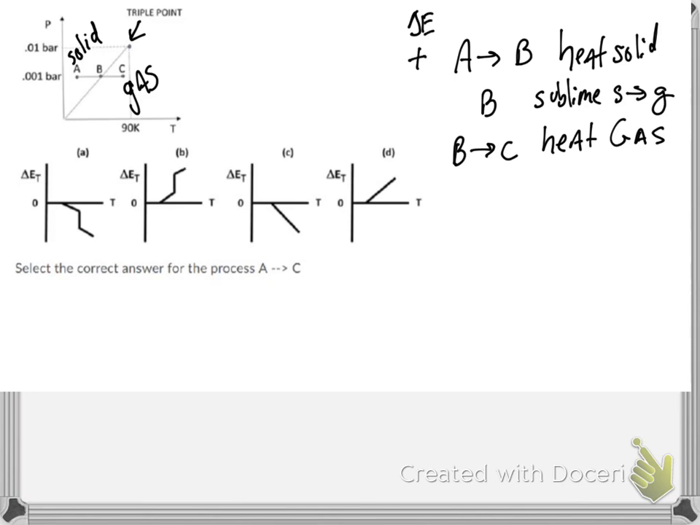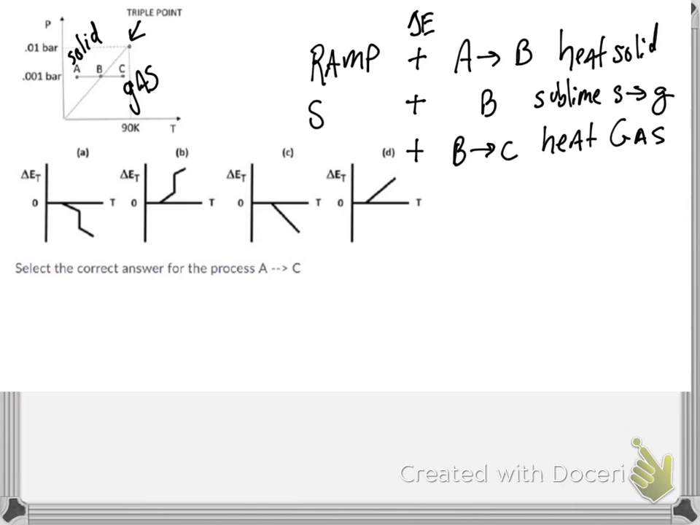The next thing we want to do is assign the delta E for each of these processes. Delta E is positive as you heat a solid. It's positive as you go from solid, the most stable phase, up to the least stable phase, so that requires energy. And heating the gas, anytime you heat, the delta E is positive. So you have 3 separate, distinct positive processes. Whenever you're heating, that looks like a ramp.